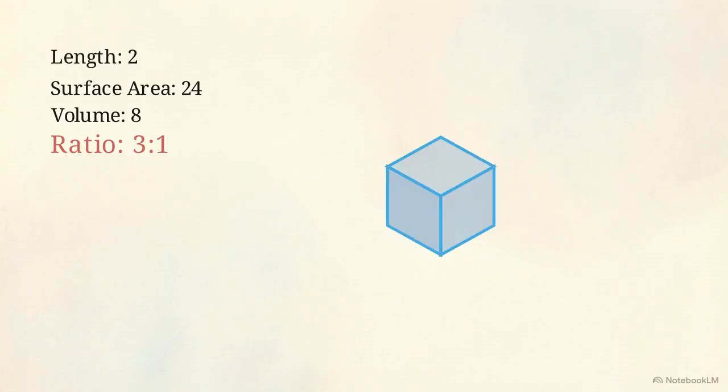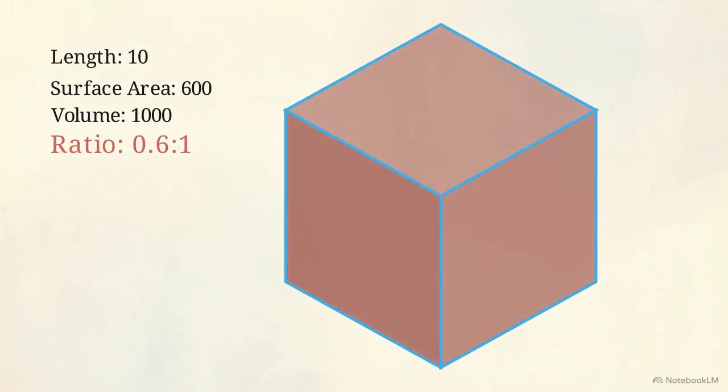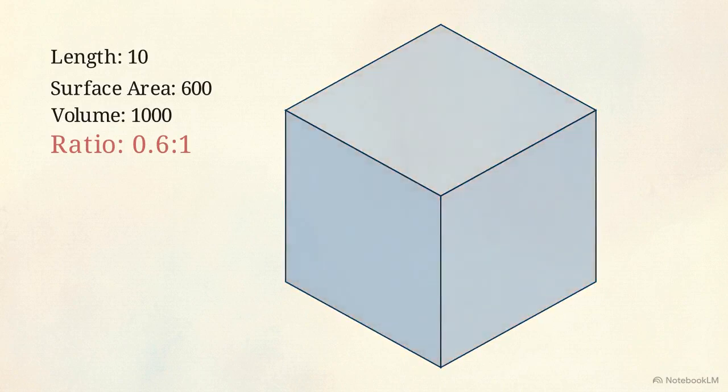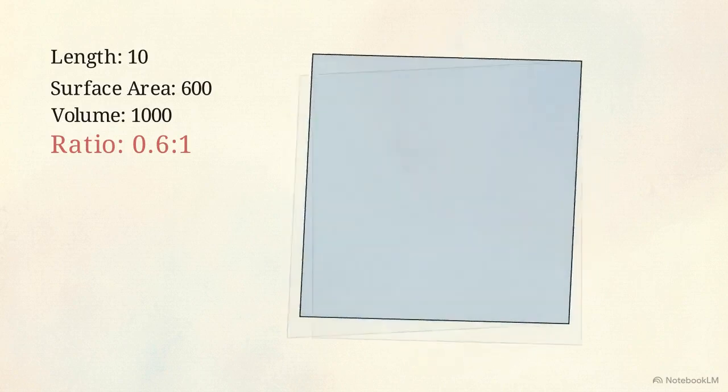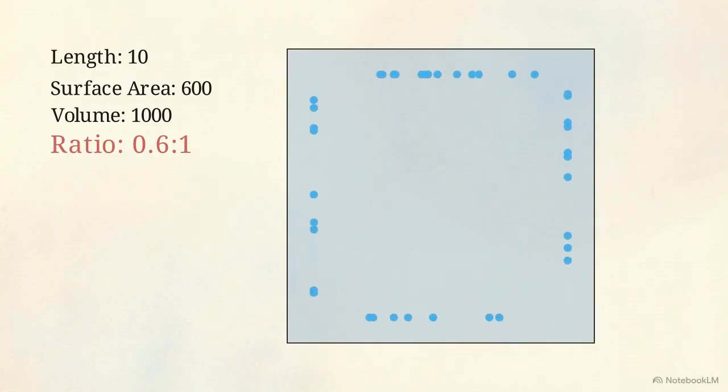The internal volume of the cell, which dictates its oxygen demand, increases cubically. Meanwhile, the surface area of the membrane, the supply line, only increases squarely. The larger the organism, the smaller its surface area becomes relative to its volume. This scaling creates a physical bottleneck.